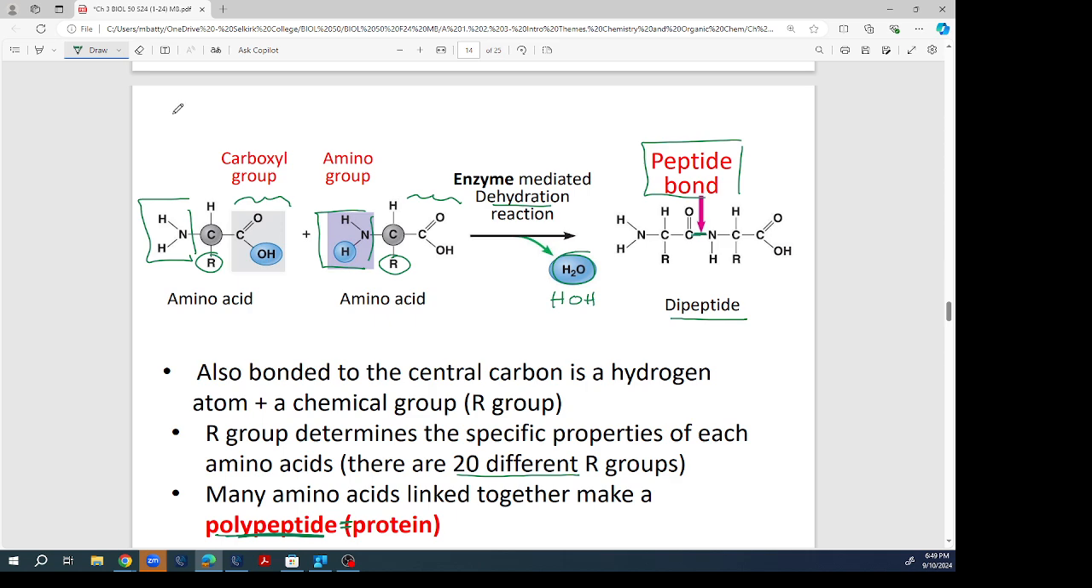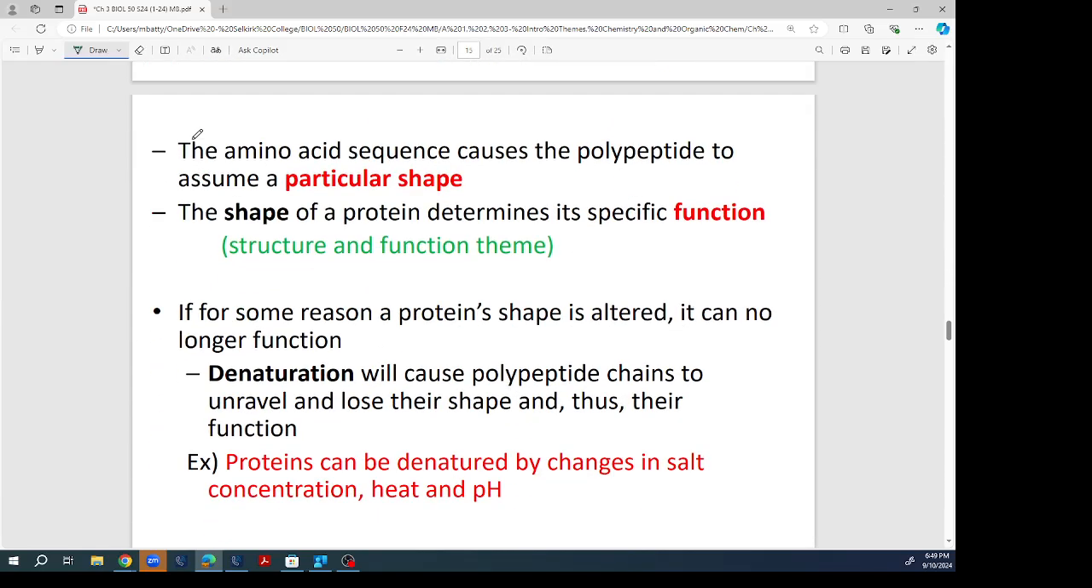Okay, let's keep moving on. Shape, like I had said, is everything with proteins. And so the shape of the protein determines its function. And again, this is a theme from back in chapter 1 that we were talking about. If for some reason a protein shape is altered, it will no longer function. That process is called denaturation, or it denatures the protein. Basically, it makes it unravel or lose its shape and therefore its function.